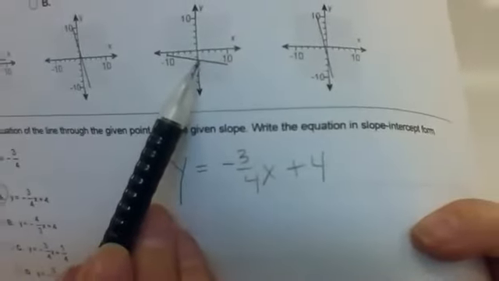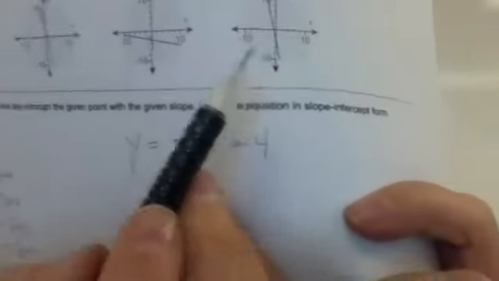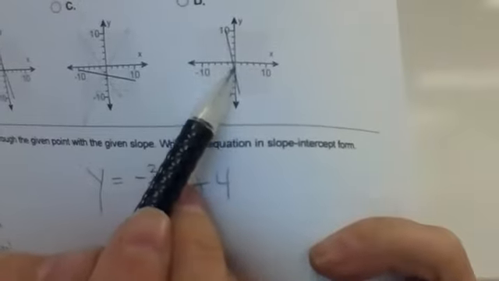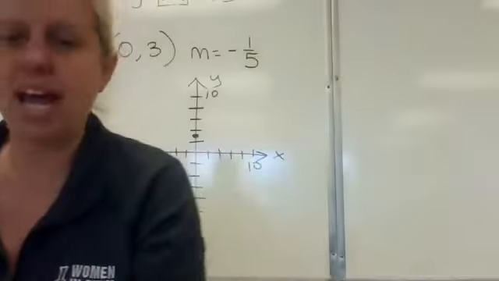But look, where's this one cross? -3. So it's out. Where does this one cross? Negative something. So it's out. So I'm only down to A or B.